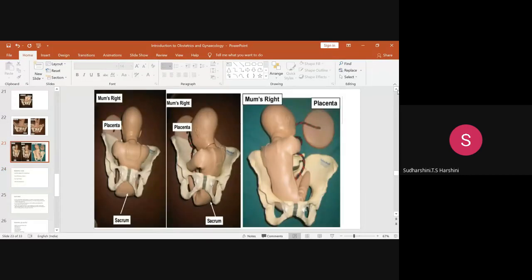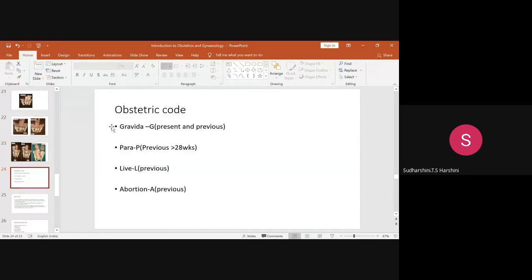Direct sacro-posterior, sacro-lateral, all positions will be there. So the idea is you have to understand what the position means. So sacrum is the denominator in breech presentation, and occiput is the denominator in cephalic presentation. Now coming to obstetric code. Many of you will make mistakes during examination in obstetric code. It is very, very easy.